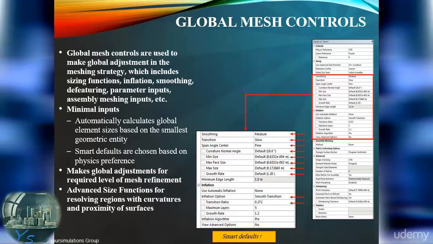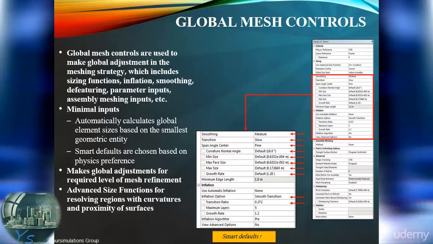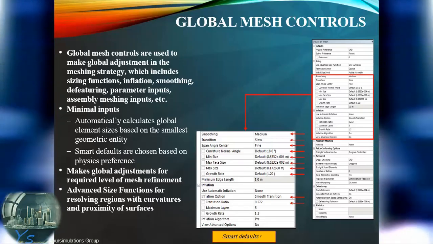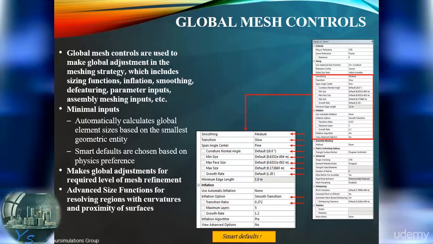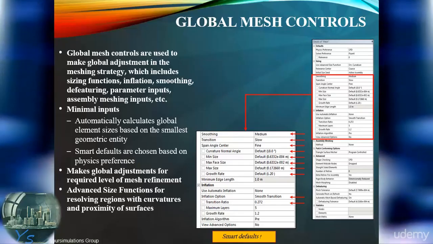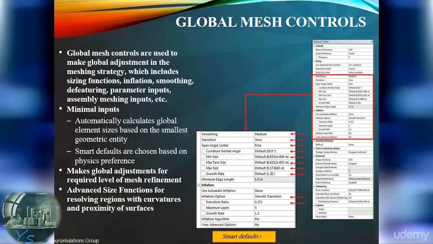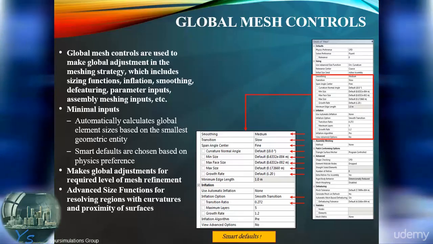Only a few inputs are necessary. All of them have something to do with the sizing and the general behavior of the meshing procedure. The default values are chosen from the physics preference and the size of the geometry. If global settings are changed during the selective meshing process, it is necessary to clear and regenerate the complete mesh again.